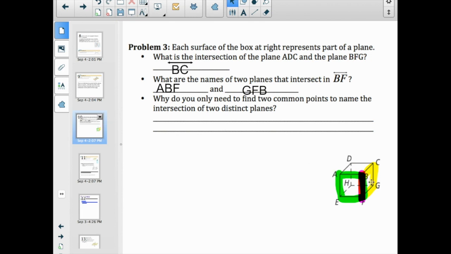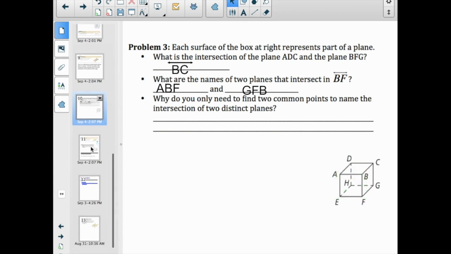We talked about this question already. Why do you need to find only 2 common points in an intersection of 2 distinct planes? That's because planes intersect at a line, and a line is named with 2 letters only.